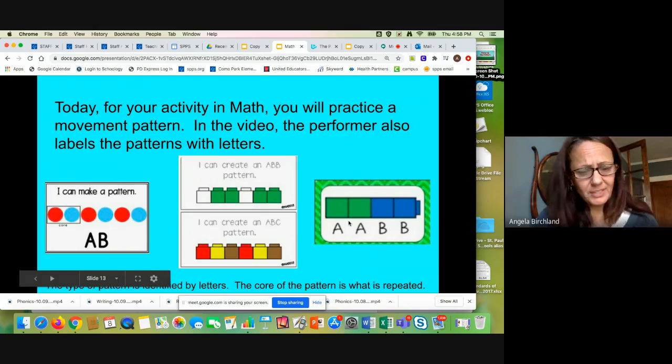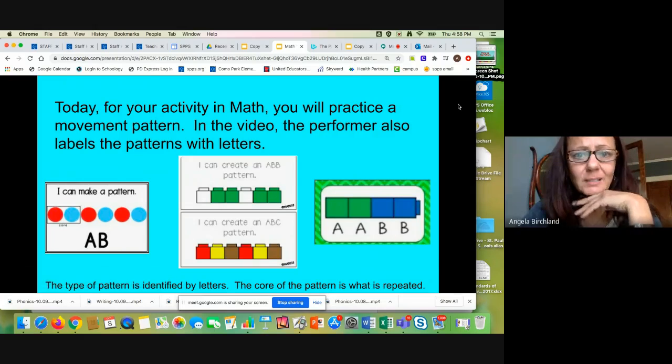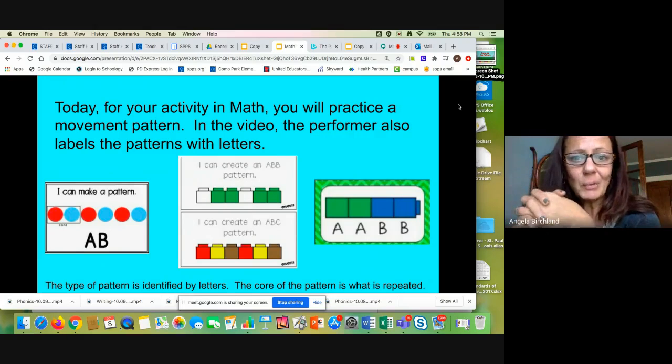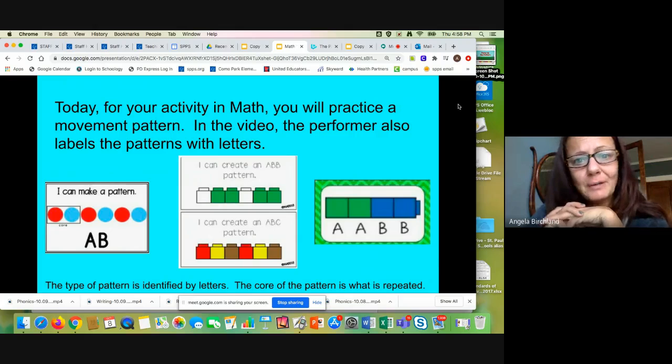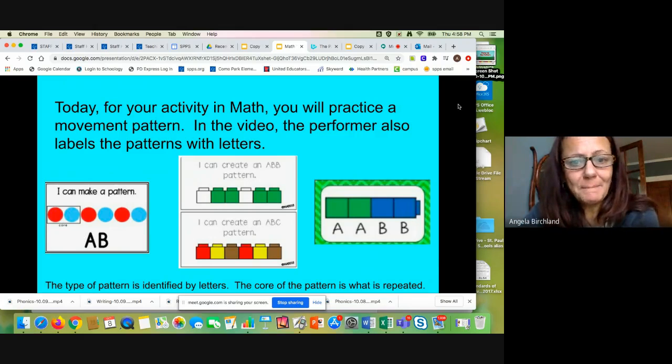We will talk about this more. I know it's a lot. And when we do our calendar in the morning, we will start talking about the core and the type of pattern as well. So today with your video, just have fun moving around and noticing what the pattern is going to be, what the core is, what the type is, and have fun moving. See if you can keep up.